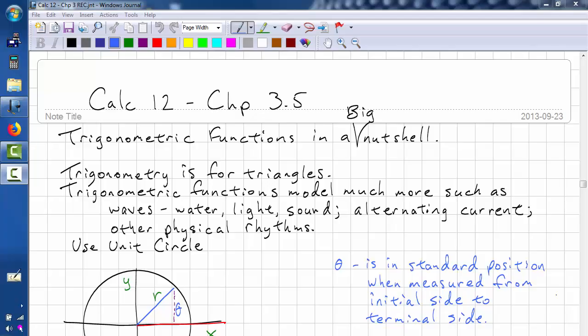Hi, this is Calculus 12, Chapter 3.5. We're going to be looking at derivatives of trigonometric functions. This part is reviewing trig functions. If you need to review it, or if you haven't done trig functions, please watch the extra video.